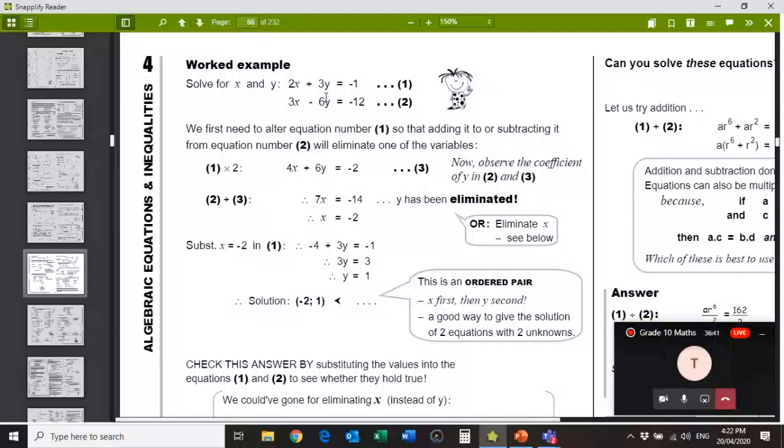So all I'm going to do is just add them. I'm going to add 4x plus 6y to minus 6y plus 3x in order for this and this to cancel out. So 4 plus 3 is 7, and minus 2 plus minus 12 is minus 14. What do I want to do? As per usual, I want to eliminate the 7. I want to get the x alone. In order to do that, I divide by 7, because what I do on this side, I have to do on that side. Then I have my x.